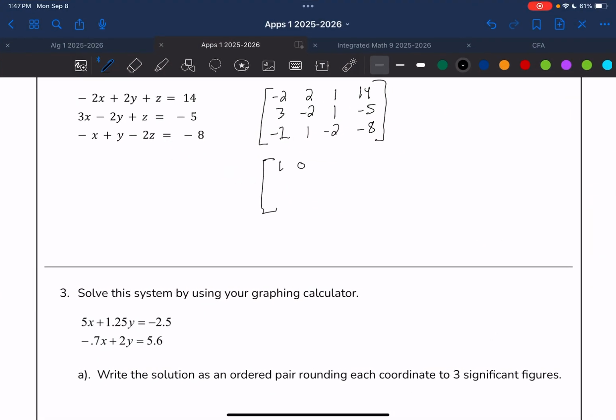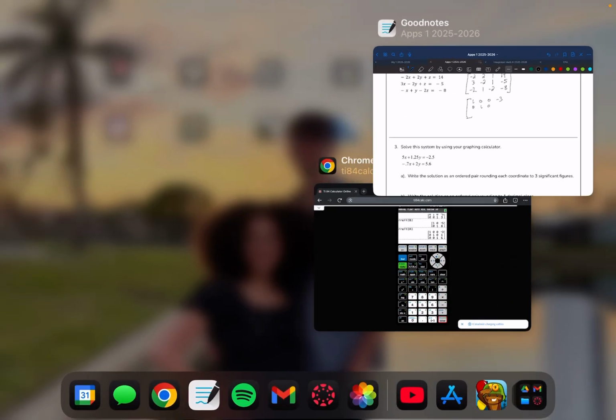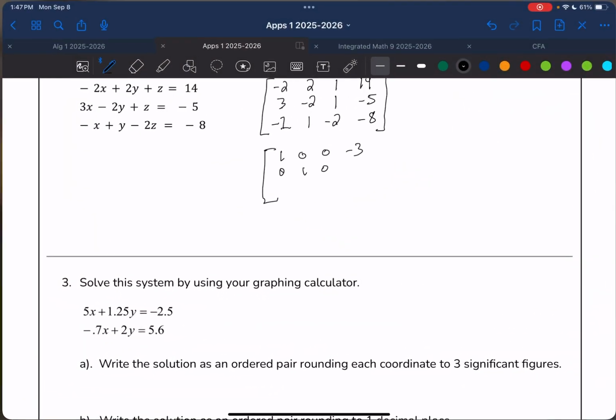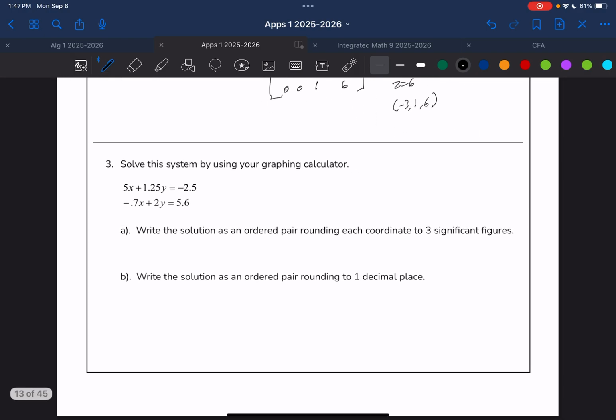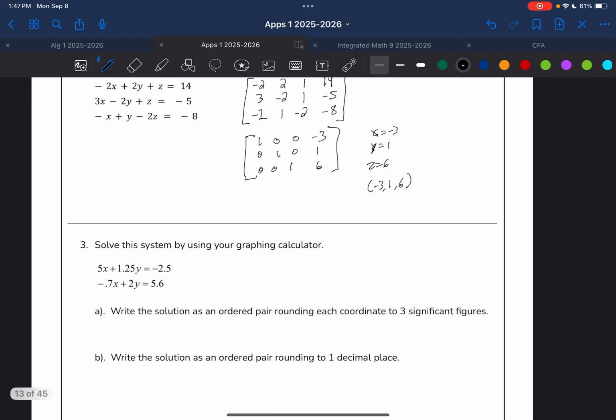So give me 1, 0, 0, 0, 1, 0, 1, 0, 0, 0, 1, 6. That means x is equal to negative 3, y is equal to 1, z is equal to 6, which I can write as a coordinate pair like that. All right, now we can do the same thing down here.